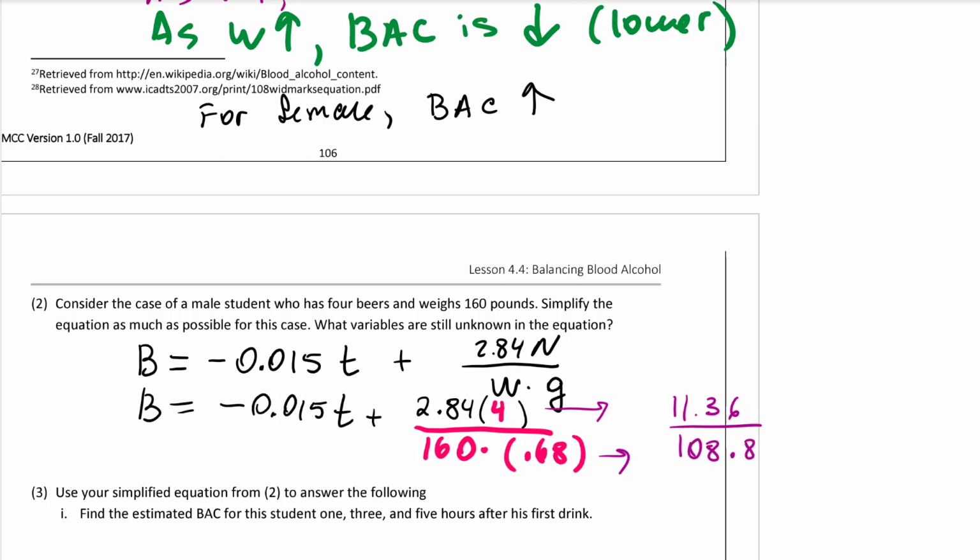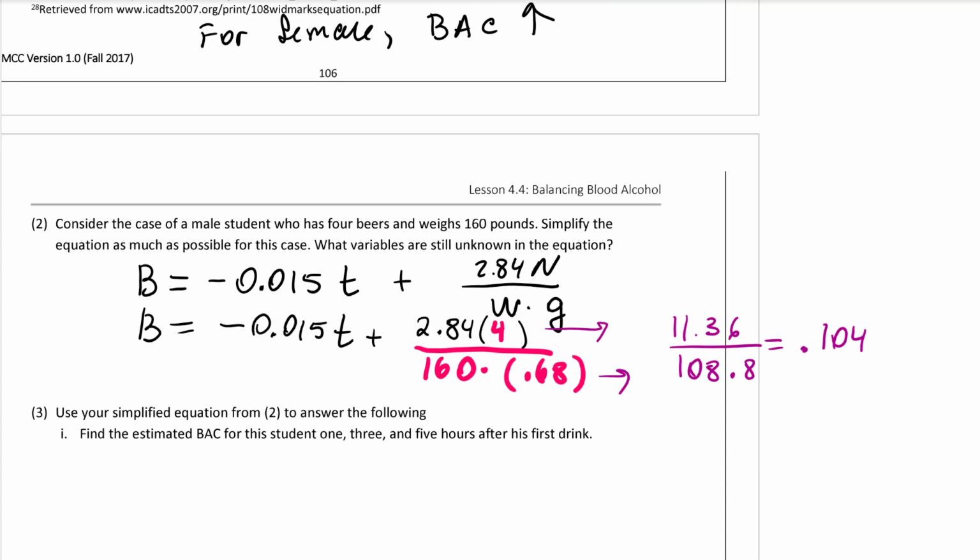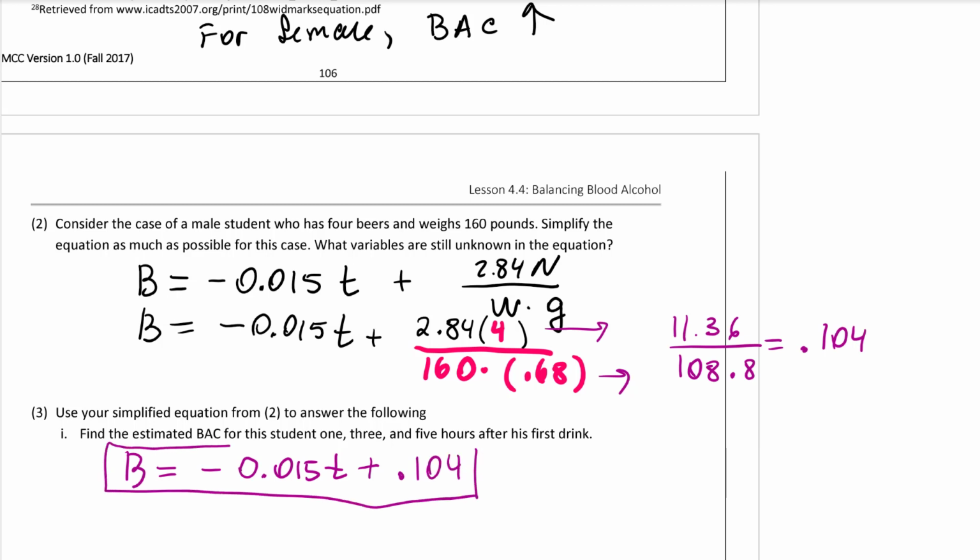And if we divide 11.36 by 108.8, and let's use 3 places, I get 0.104. All right, so our simplified equation, I'll write it here because we're going to use it in question 3, is B equals negative 0.015 T plus 0.104. All right, so that's our equation. Let's move on.